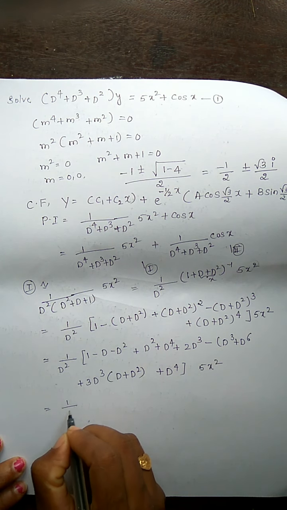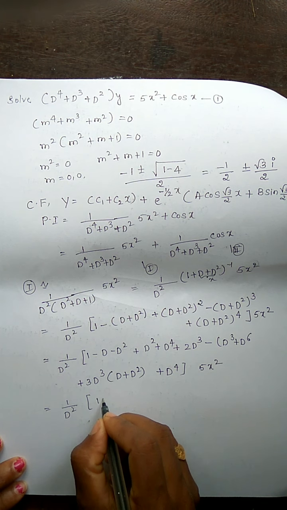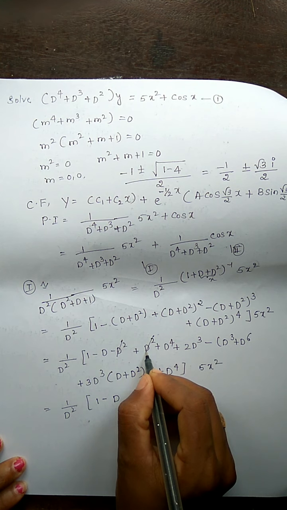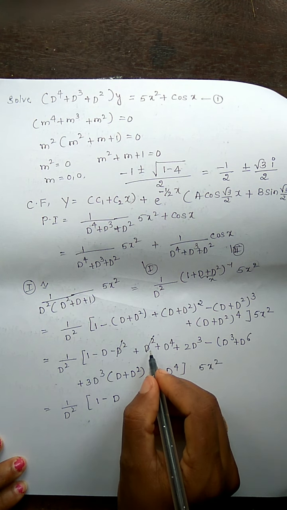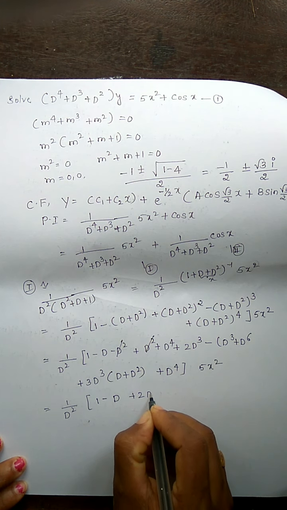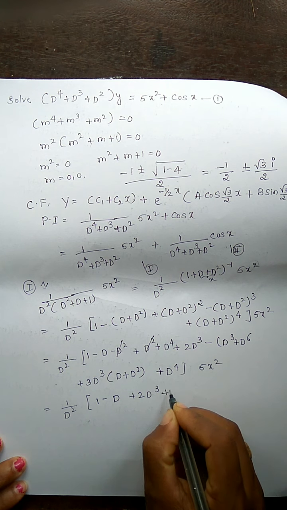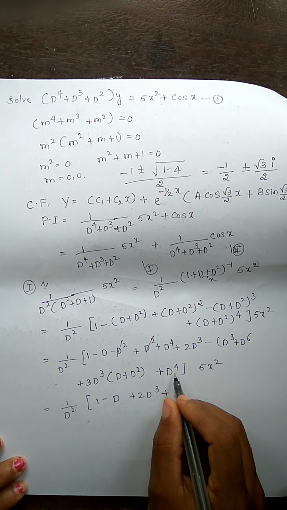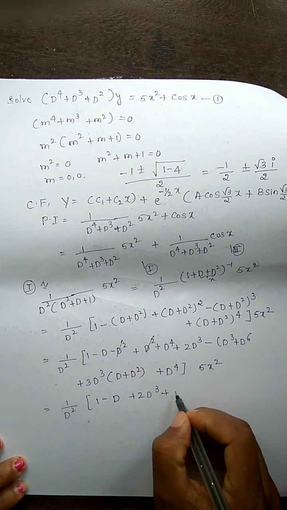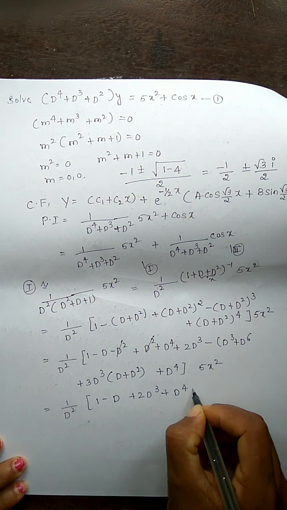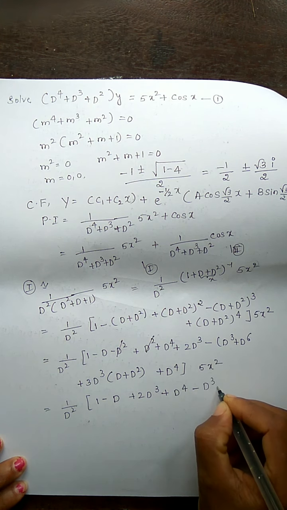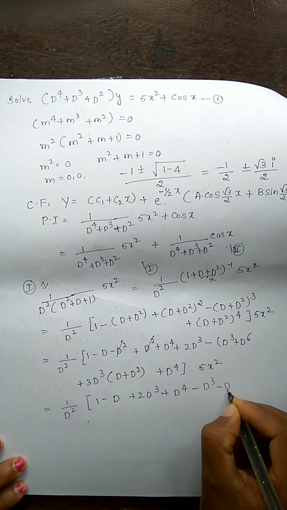So that is equal to 1 by d square into 1 minus d, here minus d square plus d square gets cancelled. So we will obtain now d, 2 times d cube plus 2d cube plus 2d cube and plus here d power 4 it is. So d power 4 minus d cube minus d power 6.